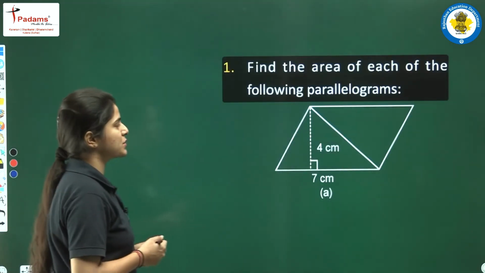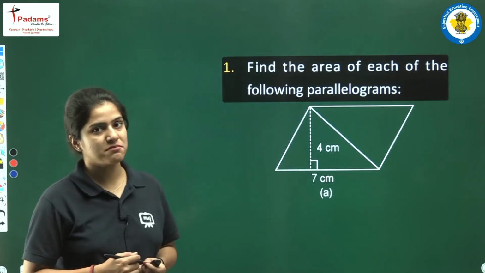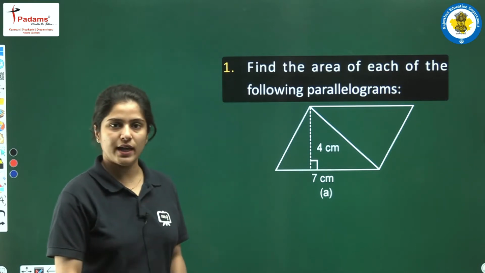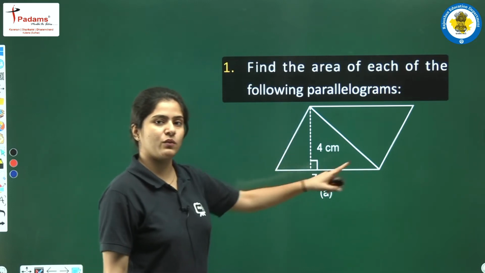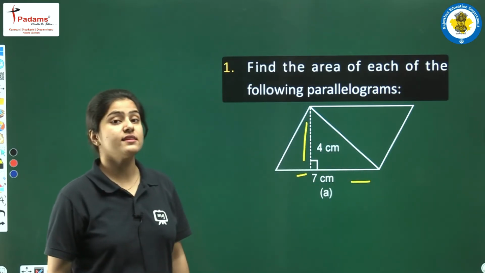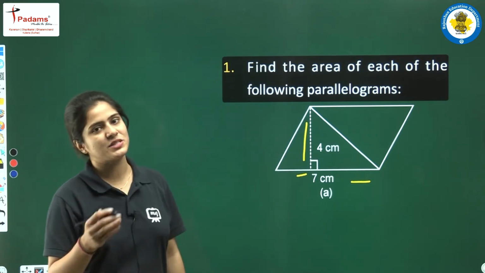What is this question, students? Find the area of each of the following parallelograms. So students, you need to find out the area of the parallelogram, right? So here comes the first parallelogram, students. This is the parallelogram, this is the base and this is your height. So what is the formula of the area of the parallelogram? That is equal to base into height.